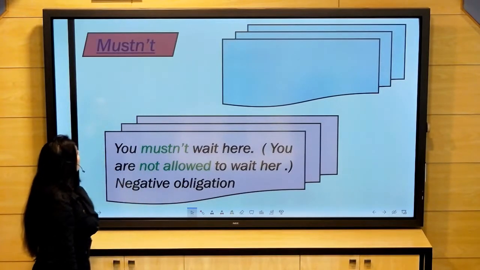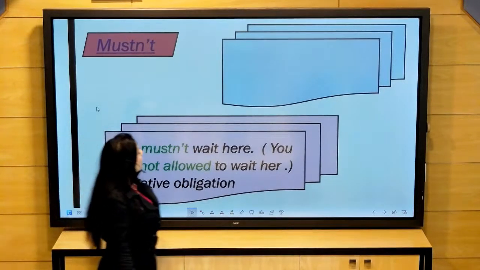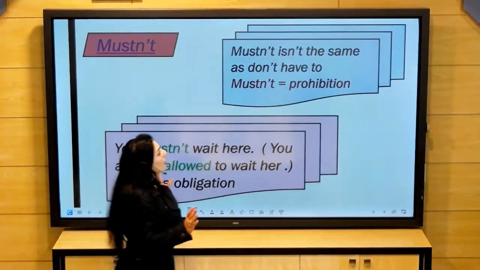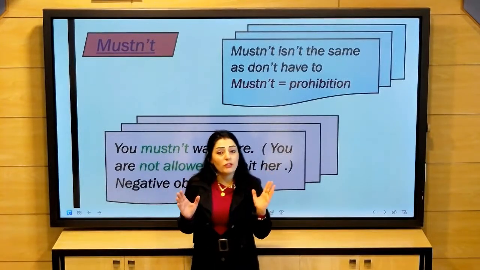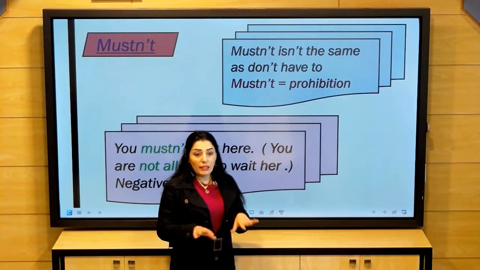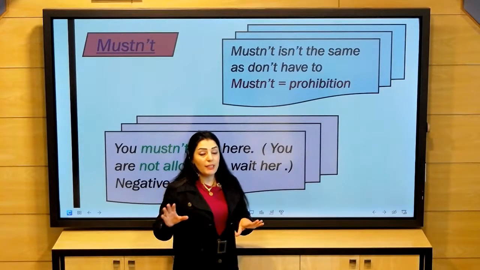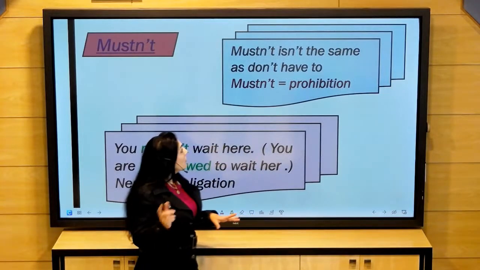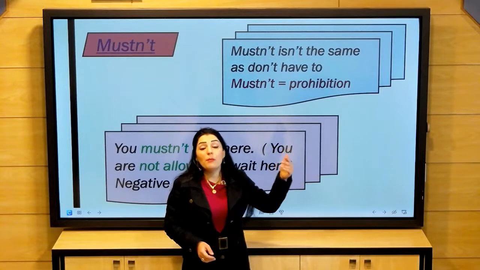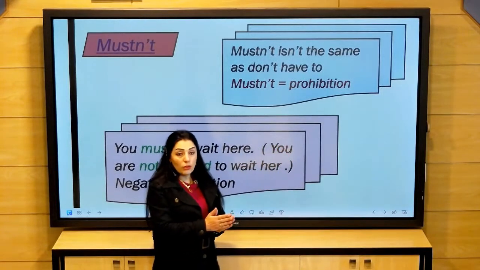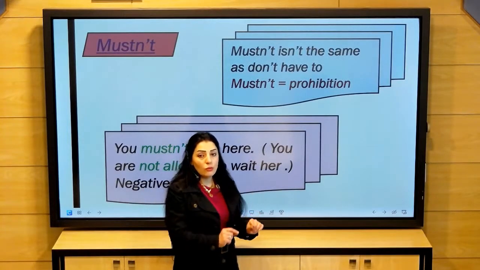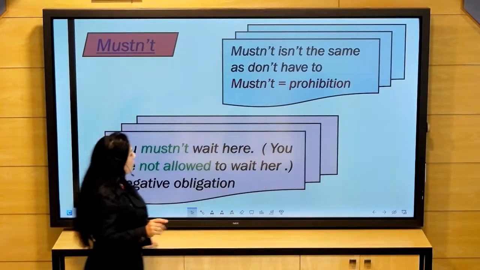Another modal, mustn't. What is the use of mustn't? Mustn't is not the same as don't have to. Please pay attention. A lot of students make mistakes between mustn't and don't have to. Mustn't expresses prohibition. Prohibition means when you are not allowed to do something, okay?